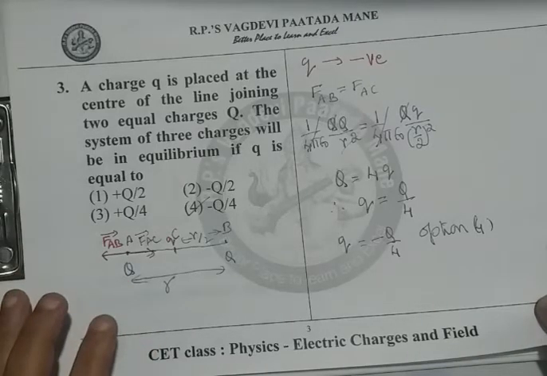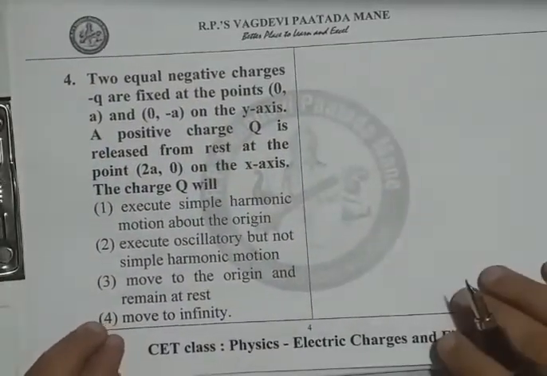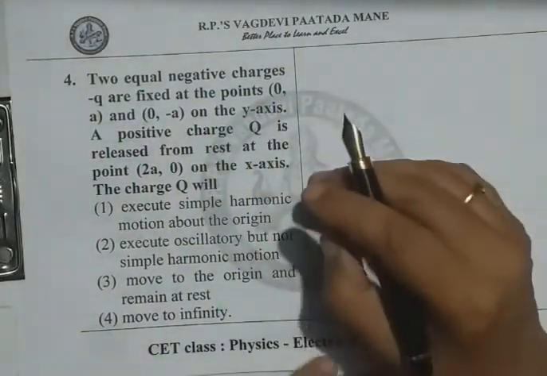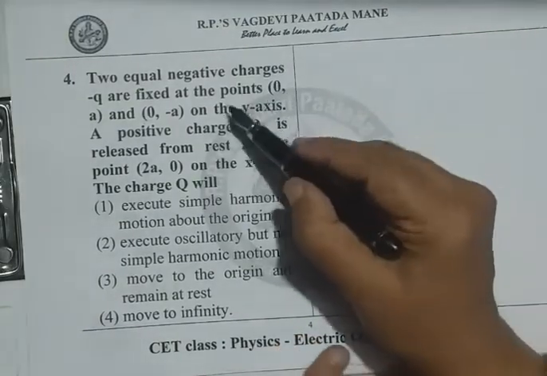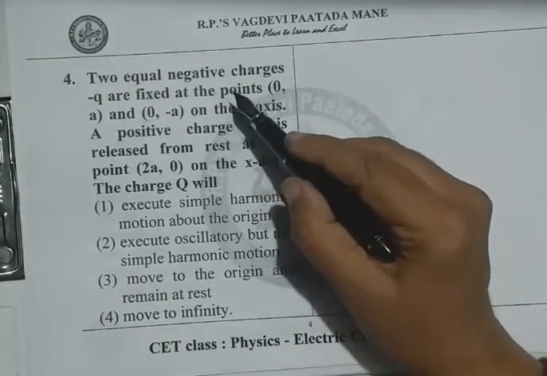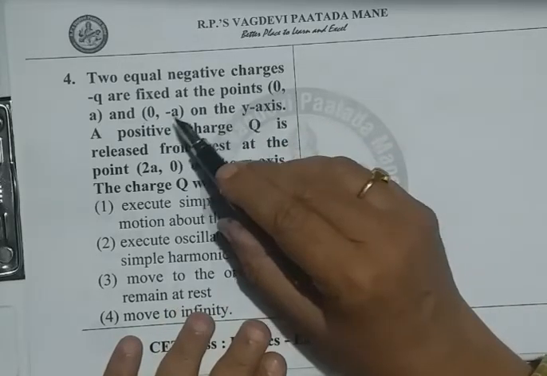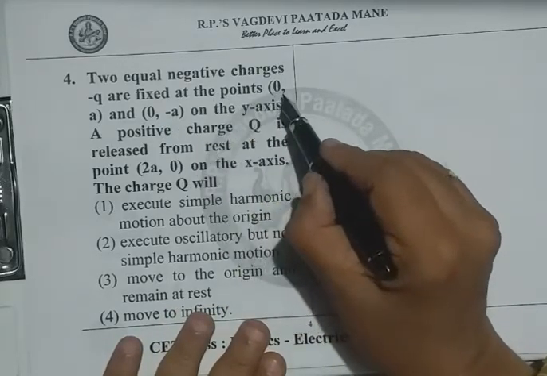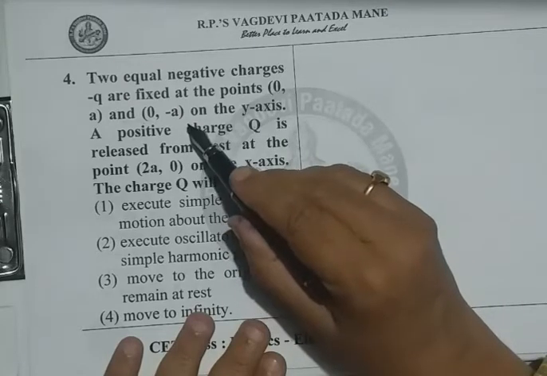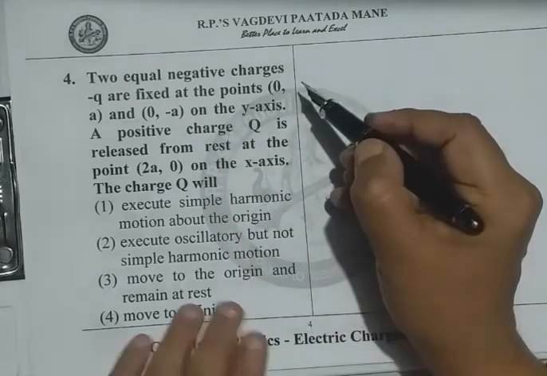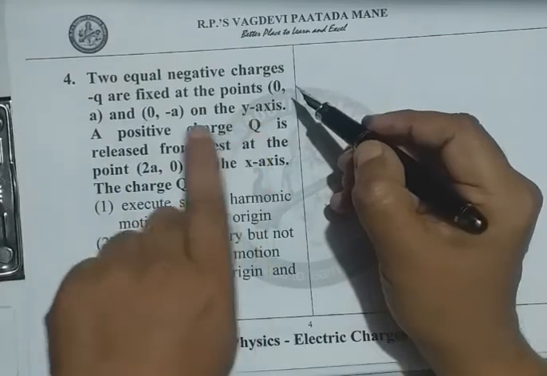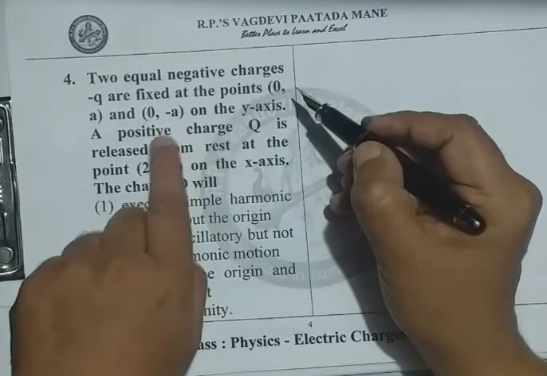Now we will proceed on to the fourth question. Let us read it. Now, I hope all of you are getting it. Two equal negative charges minus Q are fixed at 0, A and 0, minus A on the y-axis. Observe, they have given the points on the y-axis.